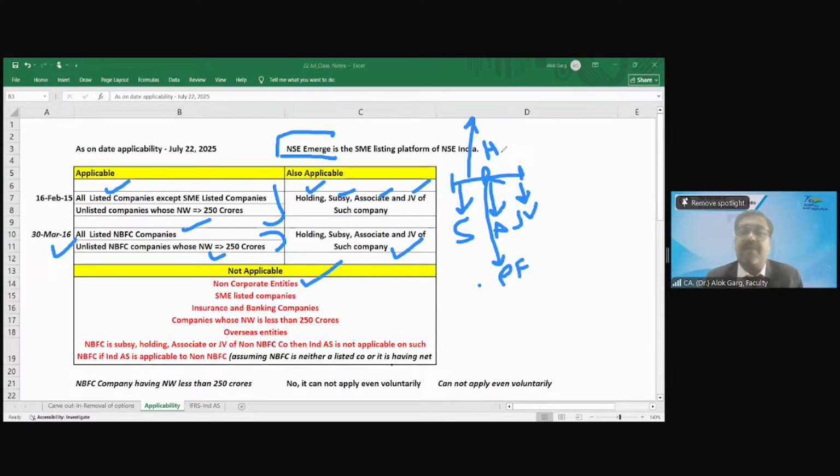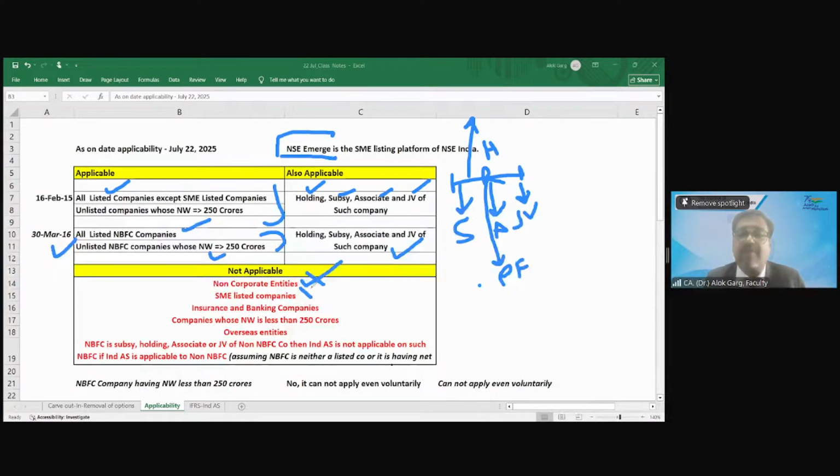But for the purpose of consolidation, this partnership firm has to migrate its accounts under Indian accounting standard. Okay, for the purpose of consolidation. Is that clear? Pitambar, I hope you got your answer as well. Yes? Clear? So Ind AS is not applicable to non-corporate entity.